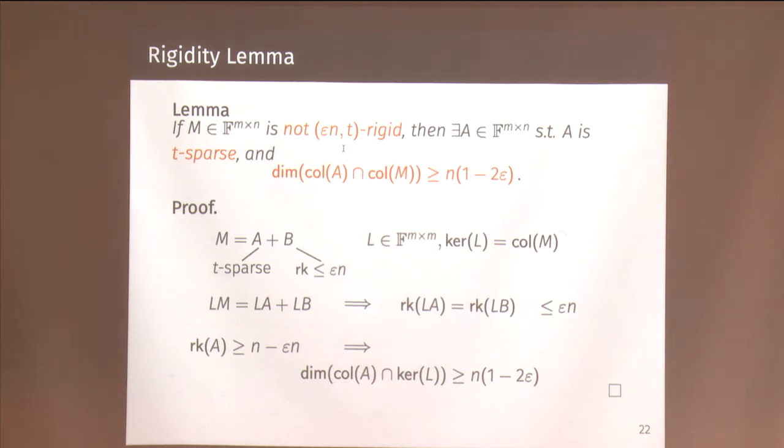Which, again, by the definition of L, just exactly gives me that the intersection of the column space of A and the column space of M is huge. This is called inner dimension or something? It will be called soon, yeah. Okay, so if a matrix is not rigid, I can find a sparse matrix whose column space is almost the same as the column space of the original matrix. Does the row sparsity matter here, or does it just need to be sparse? No, here it doesn't matter how you define sparsity.